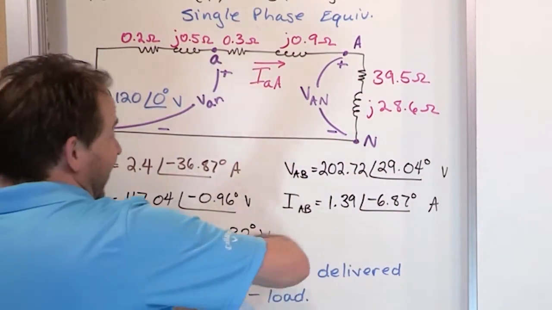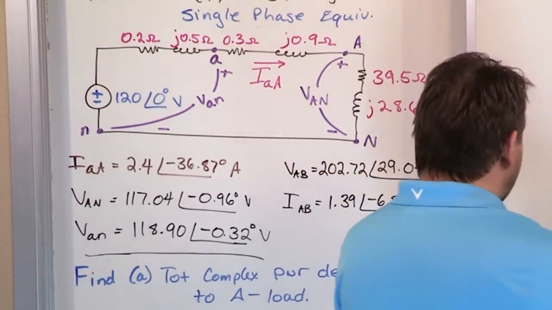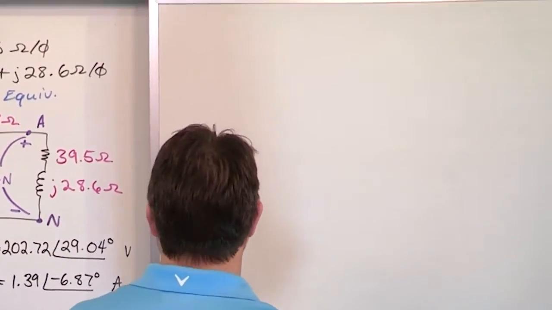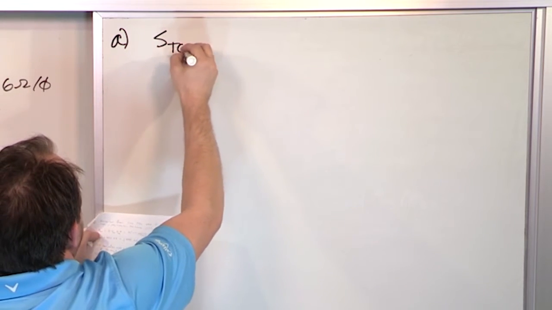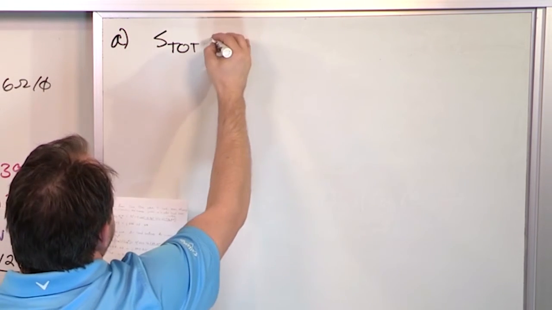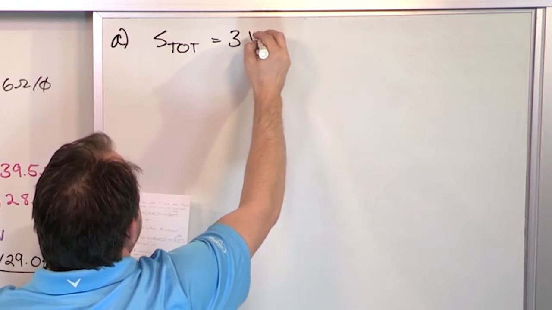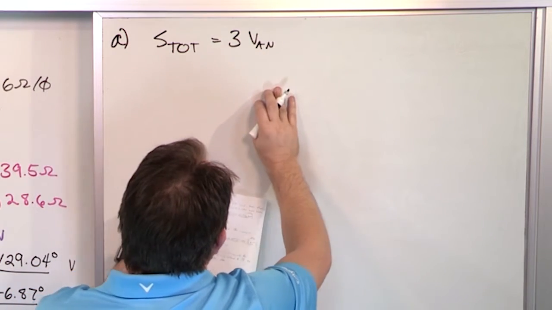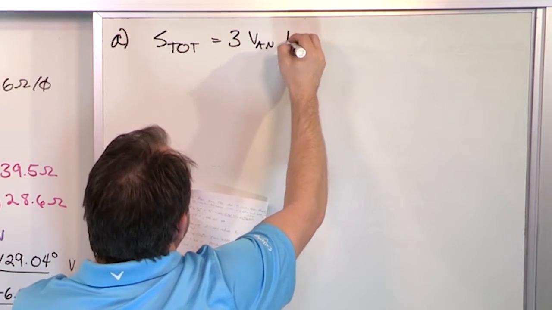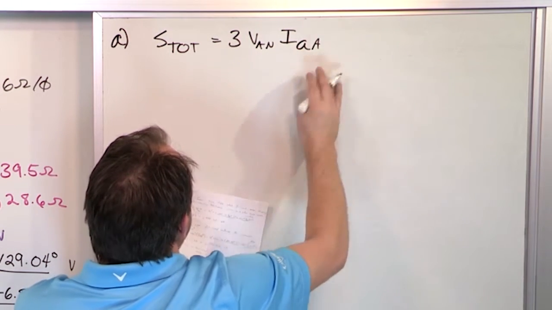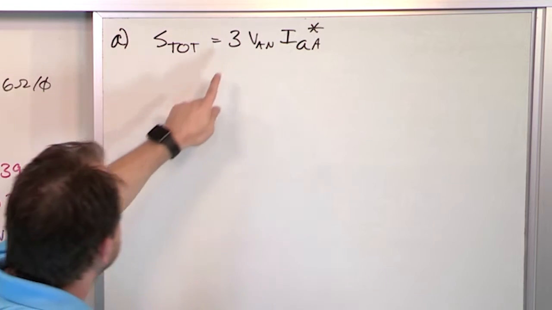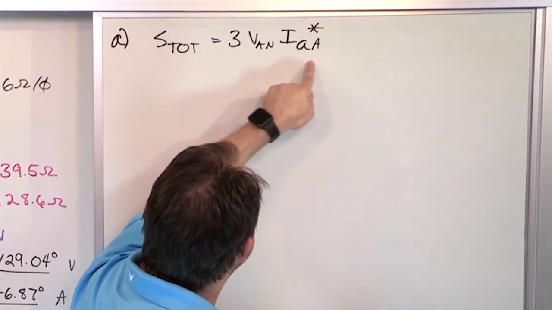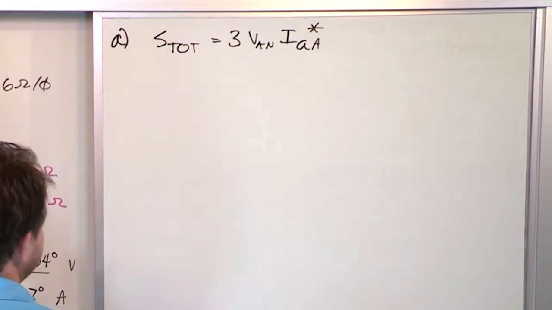So what we're going to do is exactly that, V I conjugate. All of that talking was just to tell you the following. We're going to find the total power absorbed by that load. It's going to be equal to 3 times V_AN, the voltage across one leg of the Y load, times the current flowing through there, I_AA, but we have to remember to do the conjugate. The 3 is because this is just the power per phase, and then we multiply by 3.